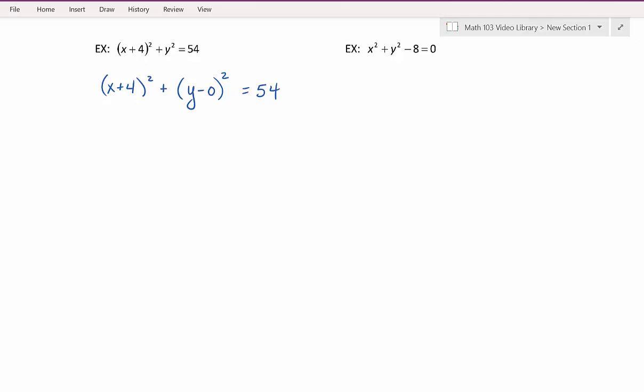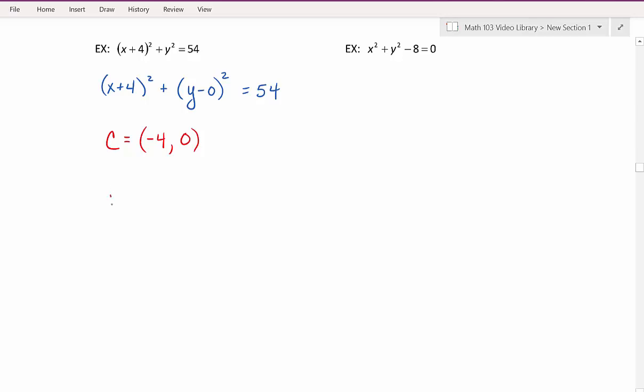And now we can clearly identify the center. We always take the opposite signs from our equation to the center. So that's a plus 4, so the x-coordinate of our center is going to be negative 4. And we have a minus 0, so that's going to be 0. Our center is negative 4, 0.